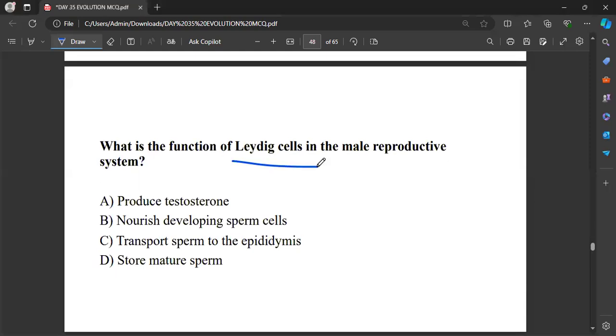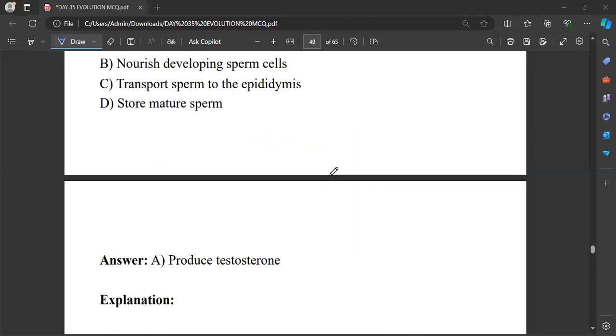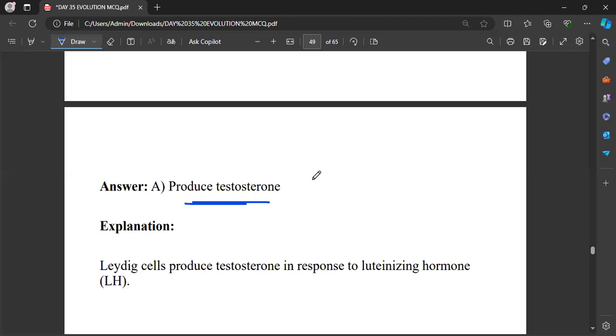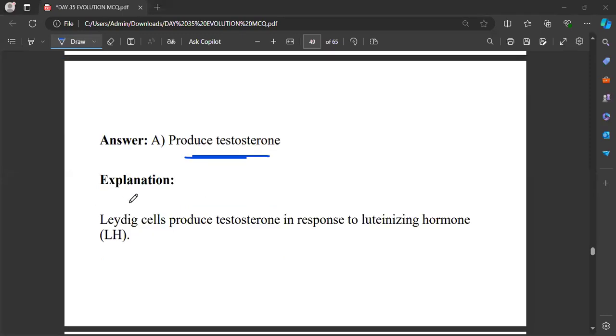What is the function of Leydig cells in the male reproductive system? No, no, that's okay, fine. No need to make excuses. What is the function of Leydig cells in the male reproductive system? Leydig cells are going to produce testosterone. So this will be an important question. See, Leydig cells, under the influence of luteinizing hormone, are going to produce testosterone, right?